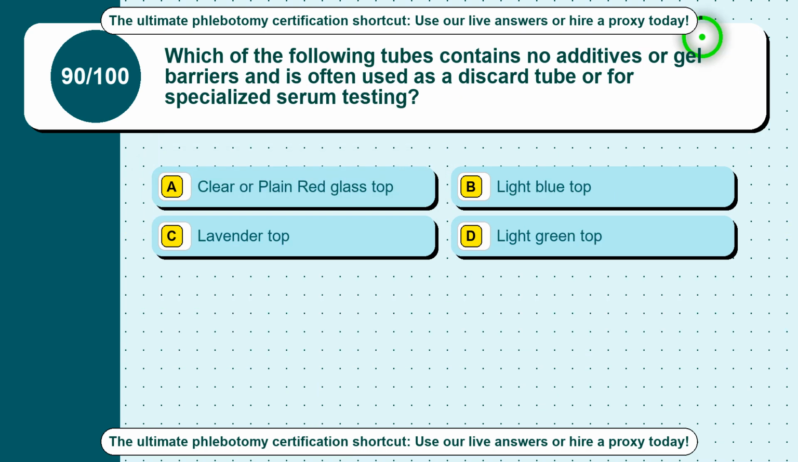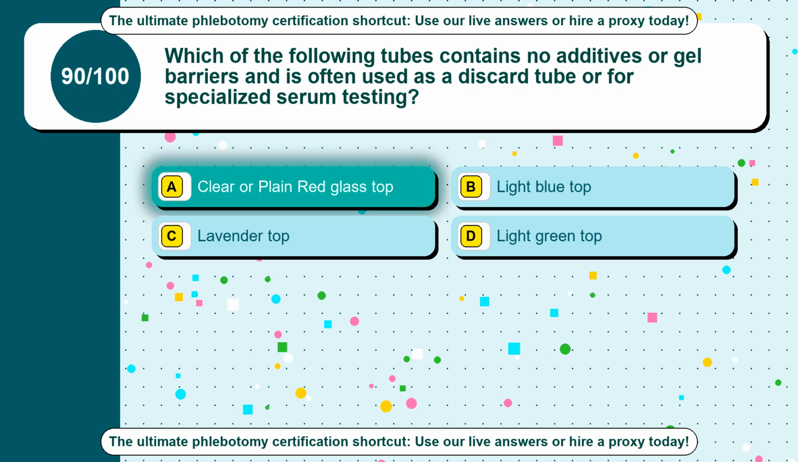Question 90. Which of the following tubes contains no additives or gel barriers and is often used as a discard tube or for specialized serum testing? Option A, clear or plain red glass top. Option B, light blue top. Option C, lavender top. Option D, light green top.